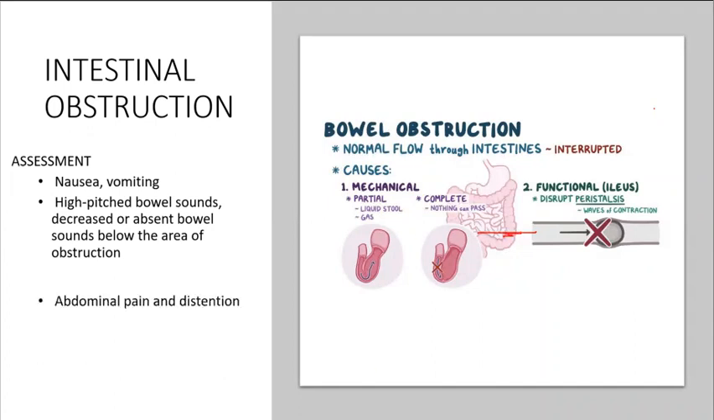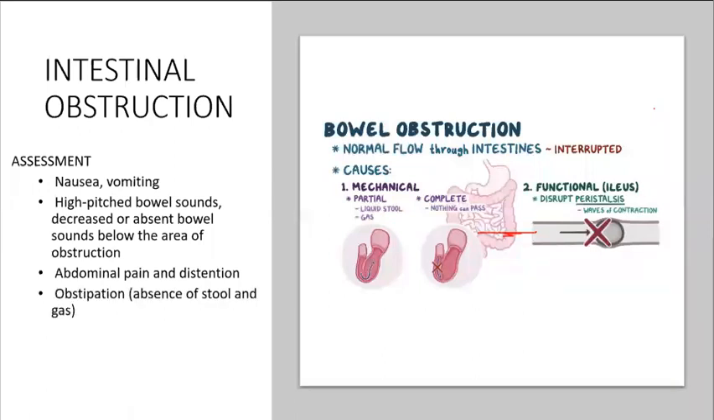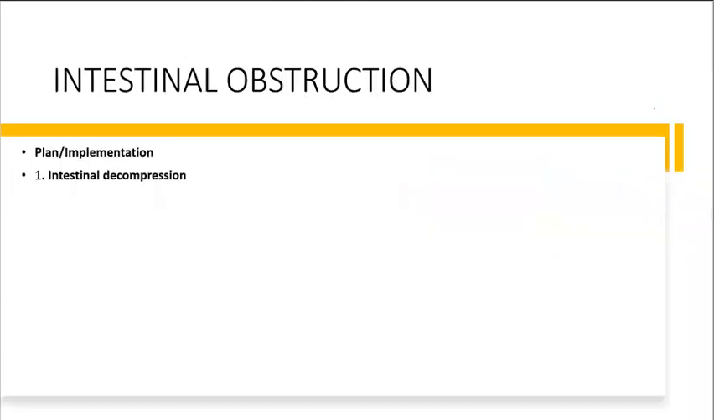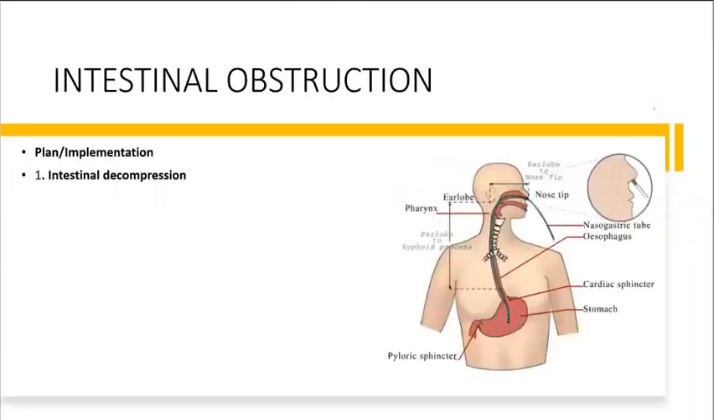The client would also present with abdominal pain and abdominal distension. They could also present with obstipation, which would be absence of stool or gas, and that would be as a result of a complete obstruction. What's our plan for this client? We need to quickly carry out intestinal decompression, where we're going to insert a tube into the stomach or the intestine through the nose or the mouth to allow fluid or air to be removed, or whatever is causing the obstruction or the abdominal distension.